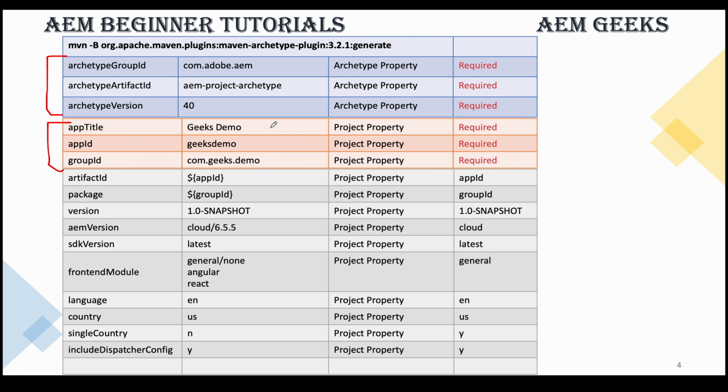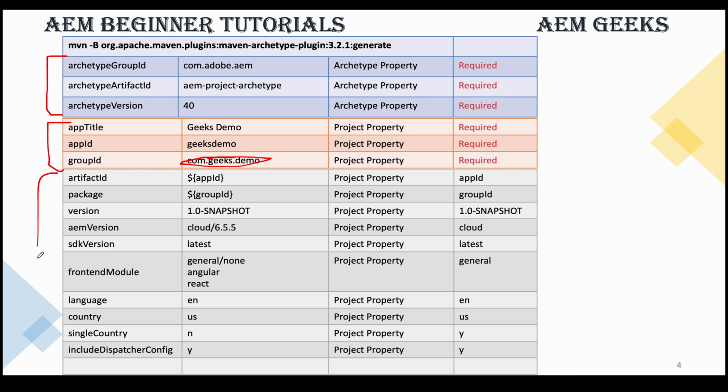What is the title? You will see this title in many places; we'll show you after this demo. And then what are the appId and the groupId? Basically this group is also used for your package as well. These three properties are enough. There are a number of other properties; please go back and check the official documentation. I'll talk about a few here.